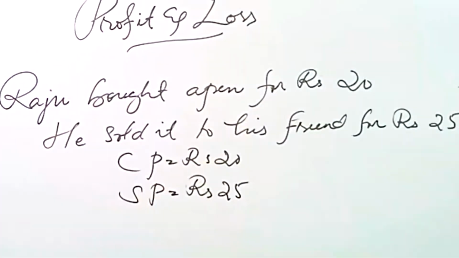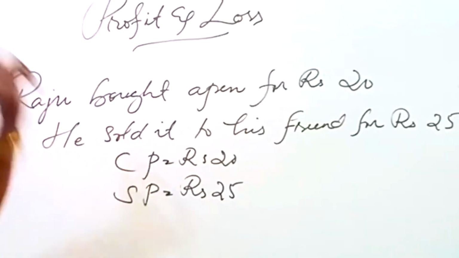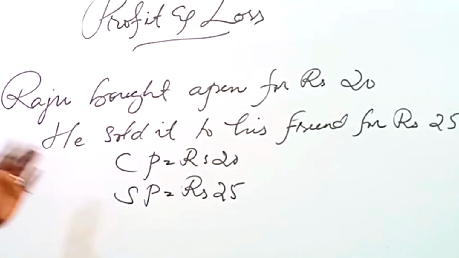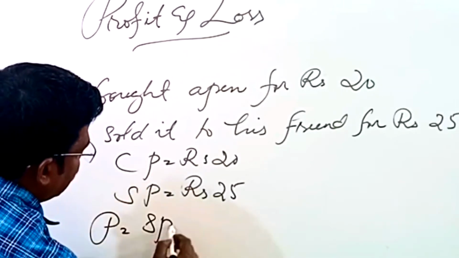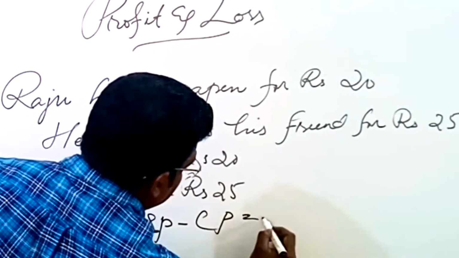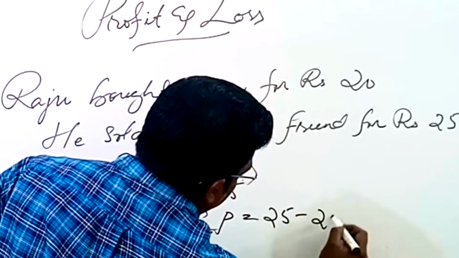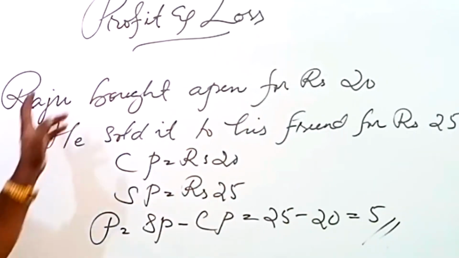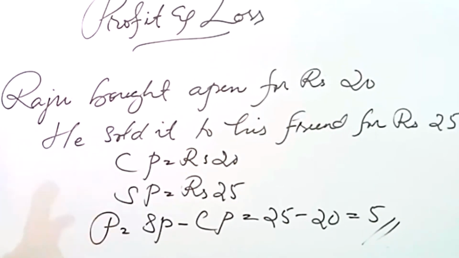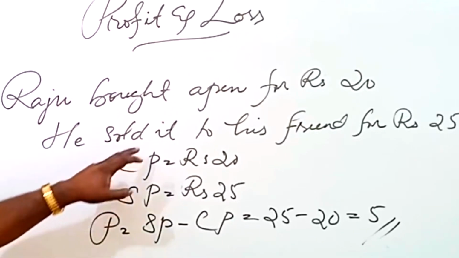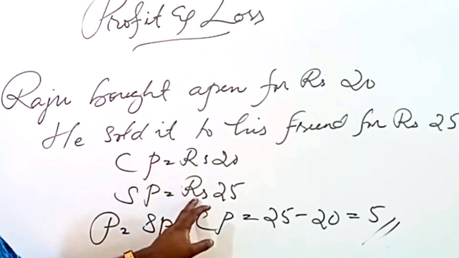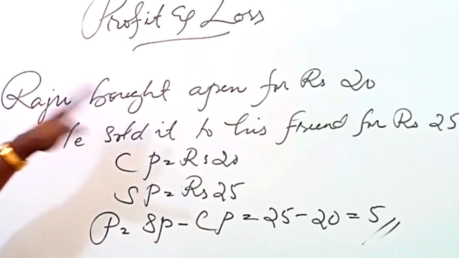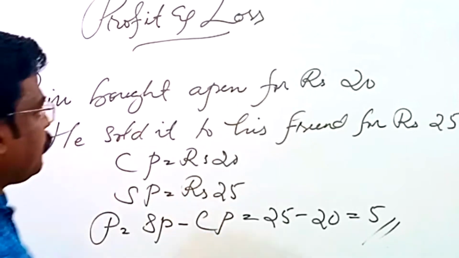So here we can see that the selling price is greater than cost price. So we can directly say that there is a profit. He earned a profit, that is, profit equals selling price minus cost price, that equals 25 minus 20, that equals 5. So rupees 5 he made in this transaction. When we check selling price and cost price, we can see that selling price is greater than cost price.